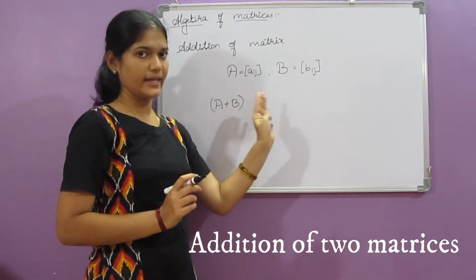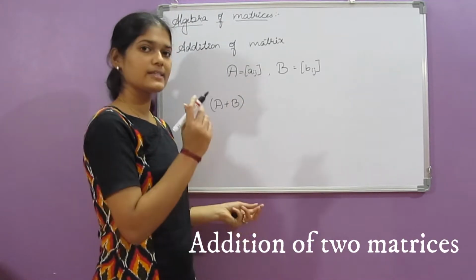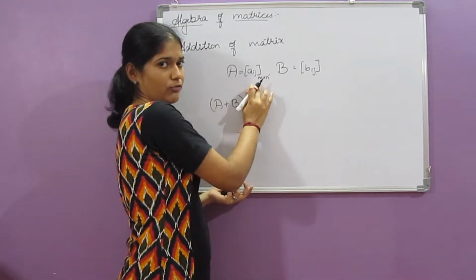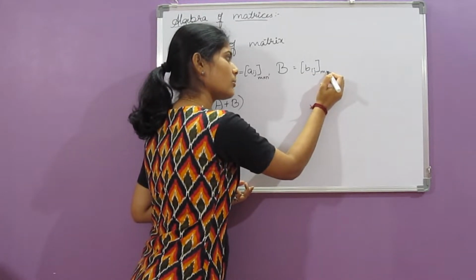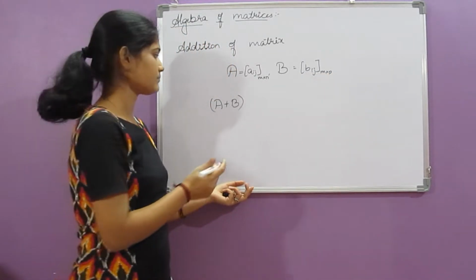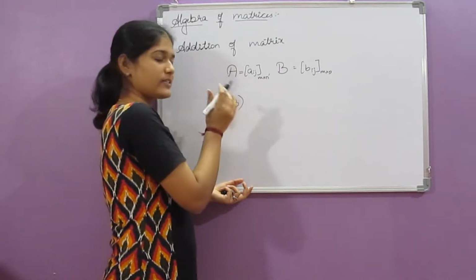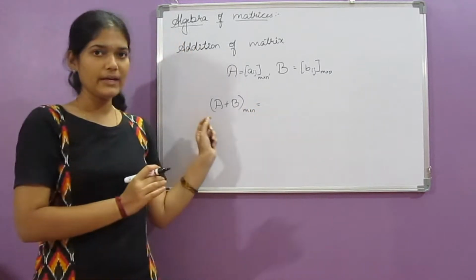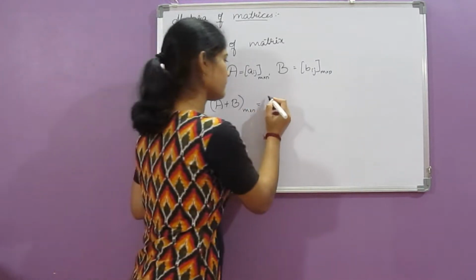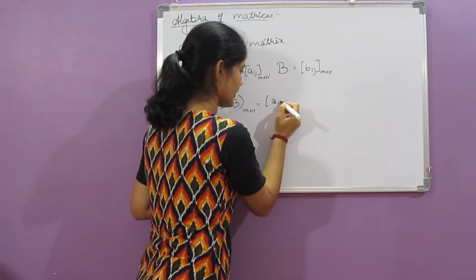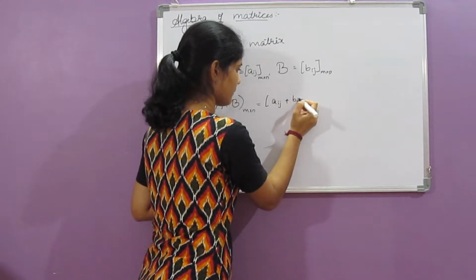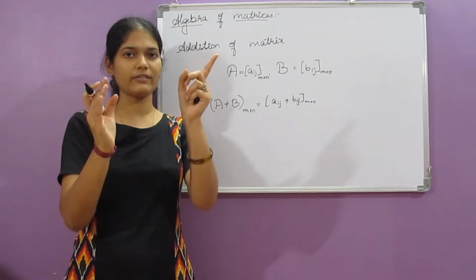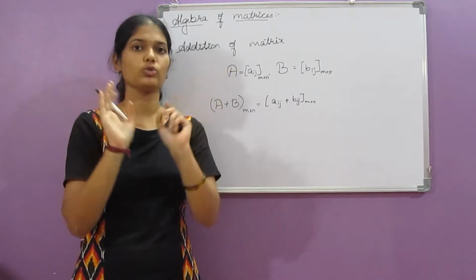Suppose there are two matrices A and B. We can add these two matrices A and B if and only if it is of same order. That is, if matrix A is of order m cross n, then B must also be of order m cross n. Then A plus B will also be of same order, that is m cross n. And the elements of the matrix A plus B will be Aij plus Bij, m cross n. That means we have to add corresponding elements, A11 with B11, A12 with B12, like that.